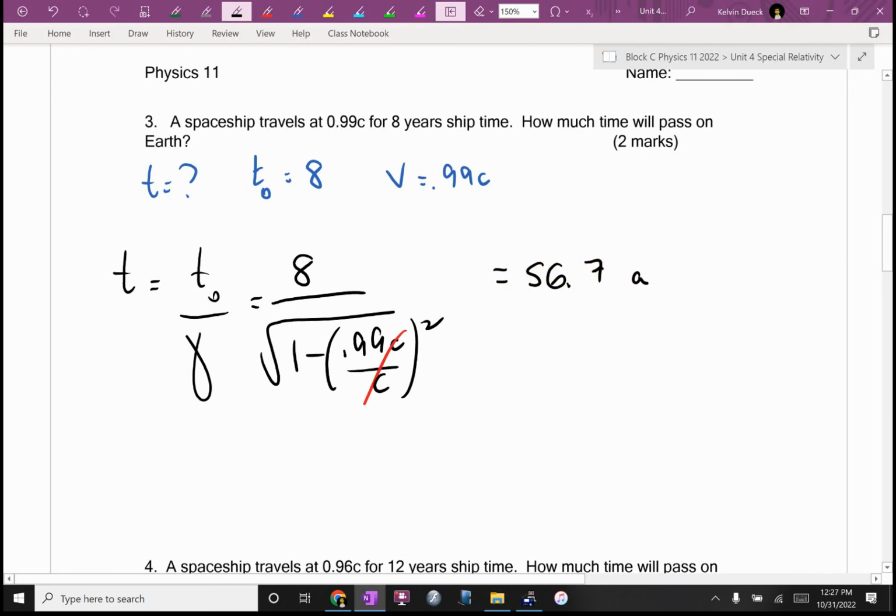If you got that right, I would give you 2 out of 2. Otherwise, I would give you 1 mark if I saw the equation, a half mark for the numbers, and a half mark for the answer.